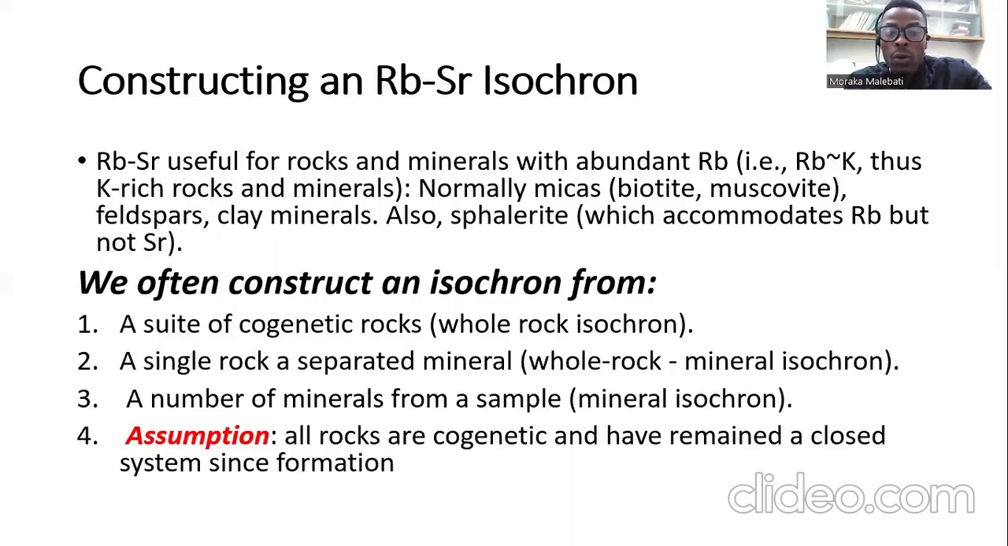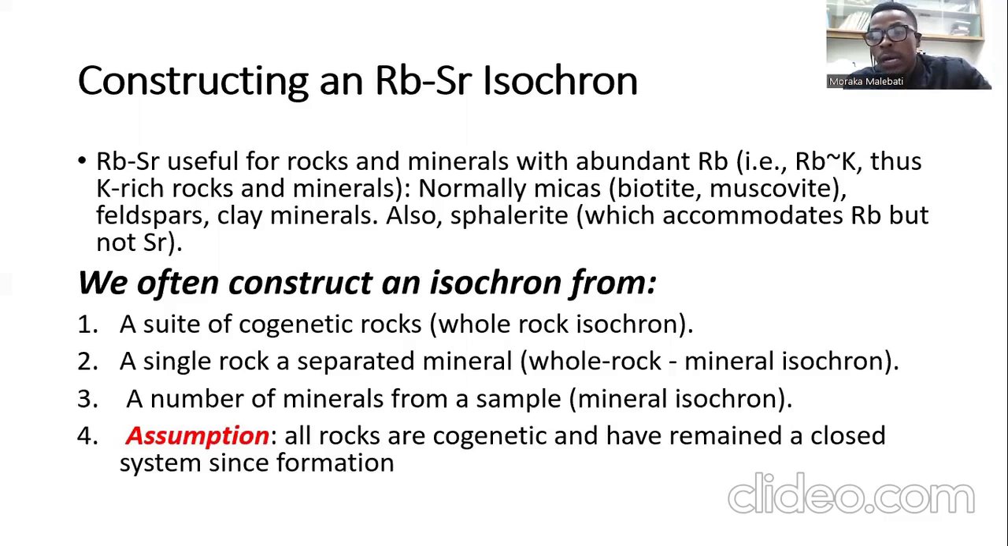So we often construct an isochron from a suite of cogenetic rocks, at least a minimum of 3 samples. This is a whole-rock isochron from a single rock suite, and also a mineral isochron from a number of minerals from a sample. The assumption is that all rocks are cogenetic and have remained a closed system since formation.